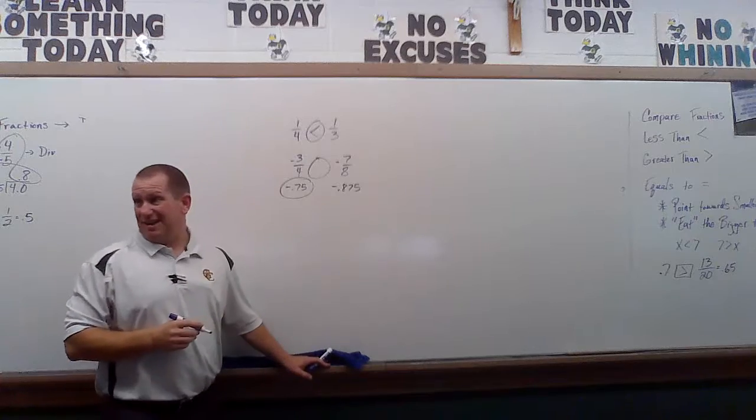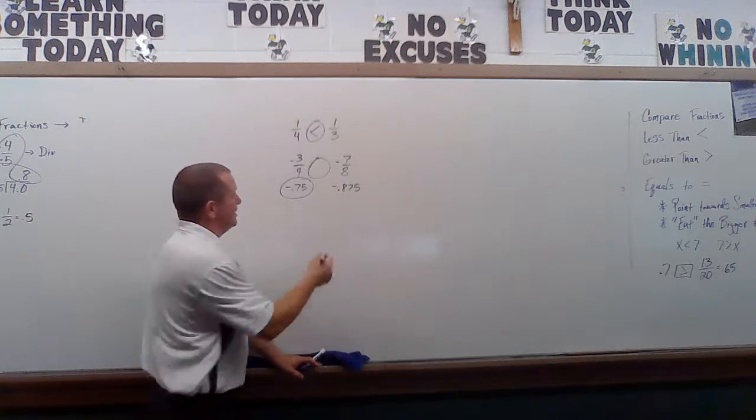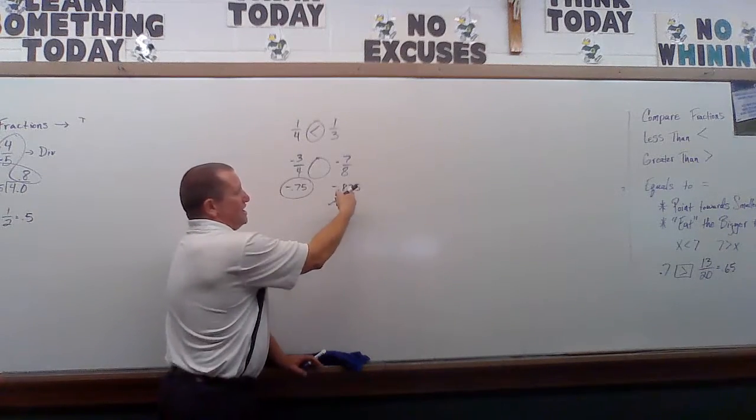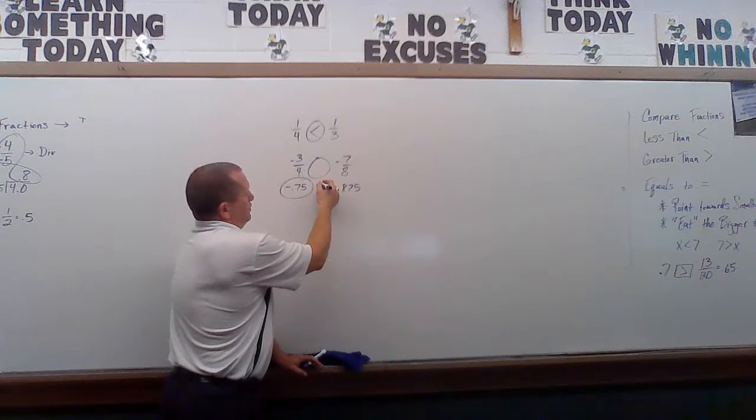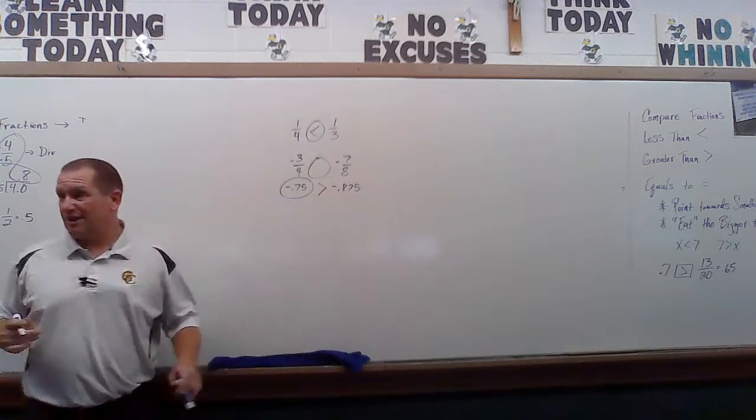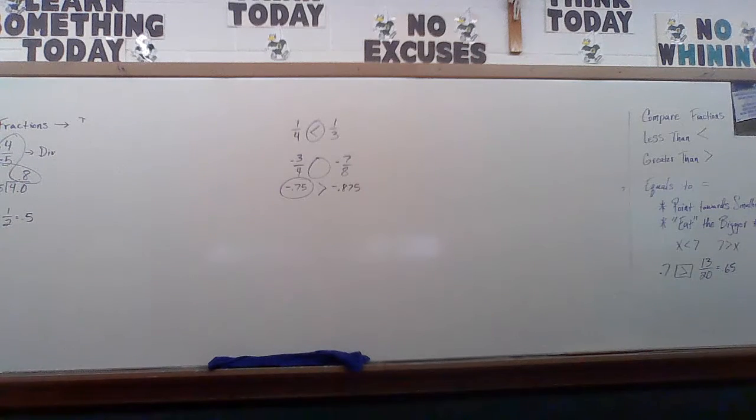This one's bigger, right? Because of the negatives. When you get to negatives, even though the number's bigger, it's really smaller. So this one we would say negative 0.75. When we're talking about negatives, it's actually the one that's closest to 0 that's bigger. Make sense?